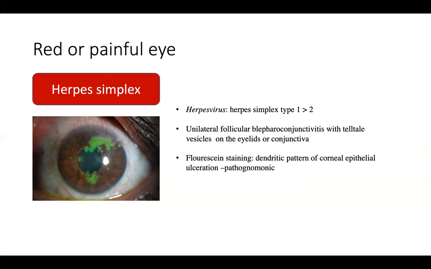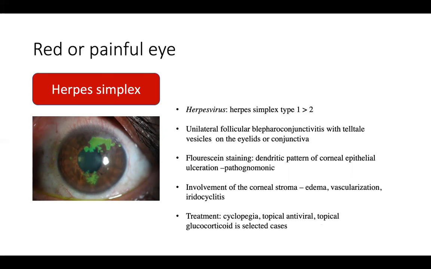A dendritic pattern of corneal epithelial ulceration revealed by fluorescein staining is pathognomonic for herpes infection, but is only seen in a minority of primary infections. Involvement of the corneal stroma produces edema, vascularization, and iridocyclitis. Herpes keratitis is treated with cyclopegia and either a topical antiviral or an oral antiviral agent.